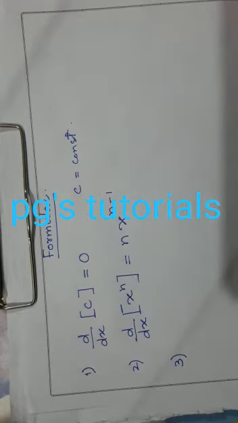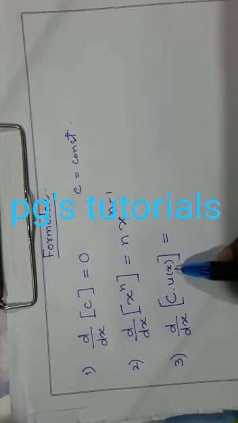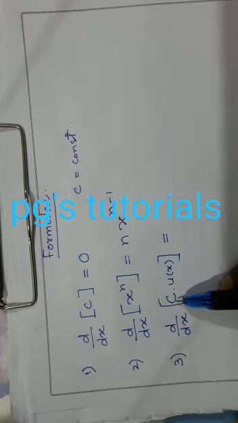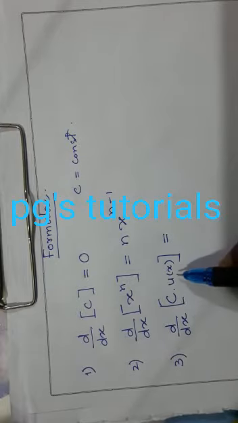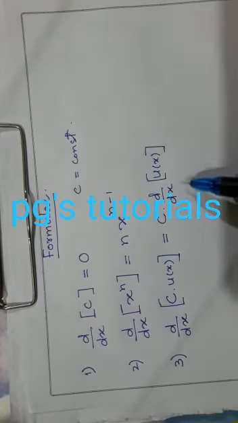Now the third formula, d dx of cu. Here c is a constant and u is a variable. So the c will be outside and differentiation of u. The formula is c d dx of u.